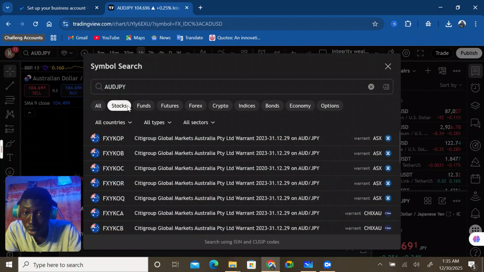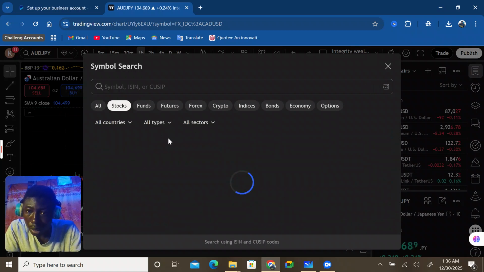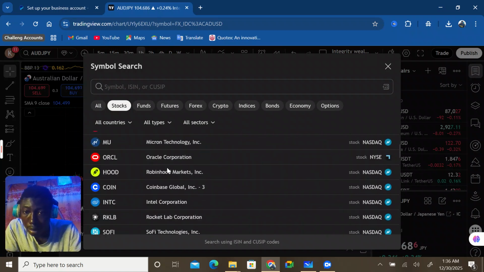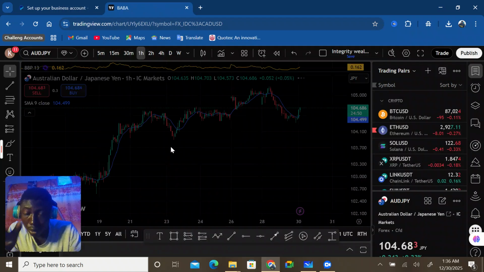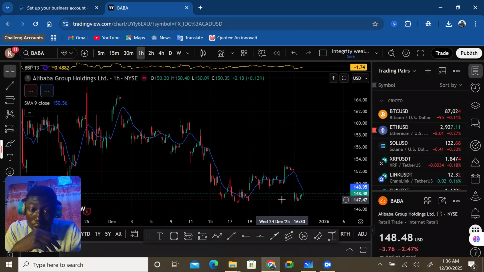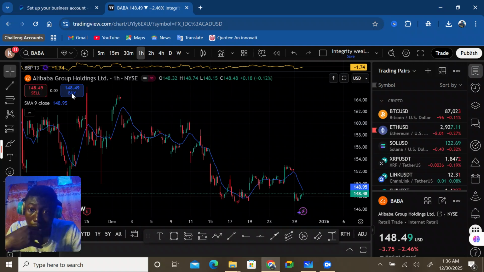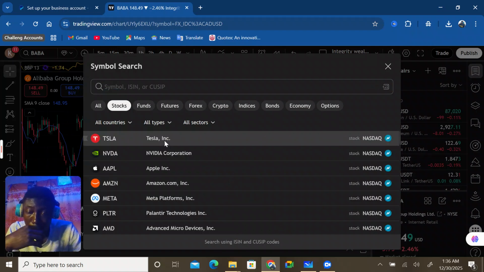Now when you come to stocks, you have different companies. Let me cancel this one. Good. So when you come to stocks, there is Tesla, Nvidia, Amazon, those stocks. You can trade all of them over here. Now let me open one for you to see one of their charts, so you can see that you can trade them over here. This is stock, Alibaba Group Holding. This is Alibaba.